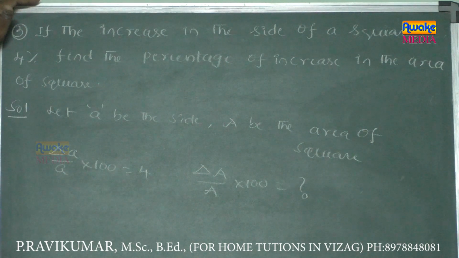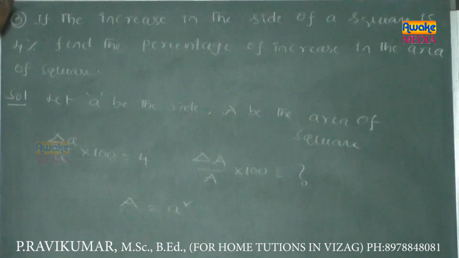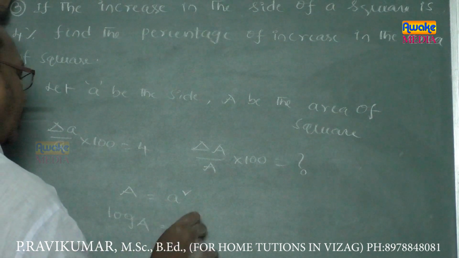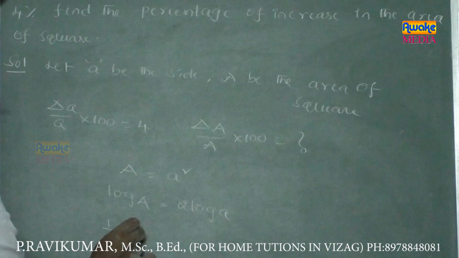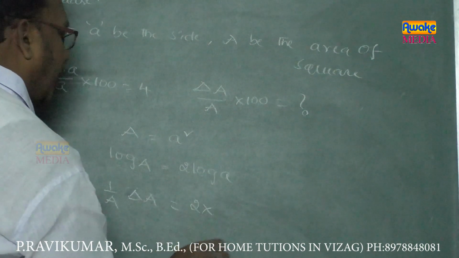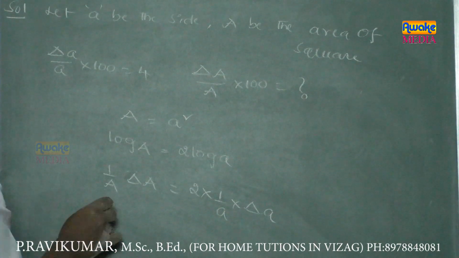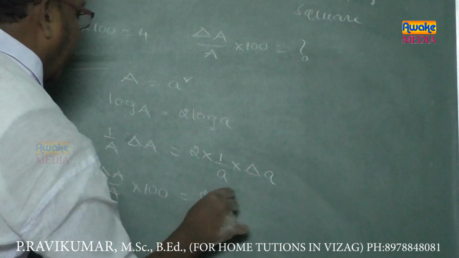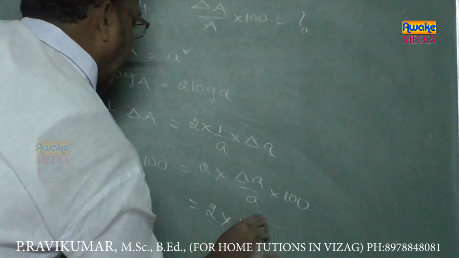The relation between area and side of a square: A equals a square. Take log on both sides. Log A equals 2 log a. Differentiate both sides. 1 by A into delta A equals 2 into log a derivative 1 by a into delta a. Both sides multiply with 100. Delta A by A into 100 equals 2 into delta a by a into 100, the value of this one is 4, so the answer is 8.